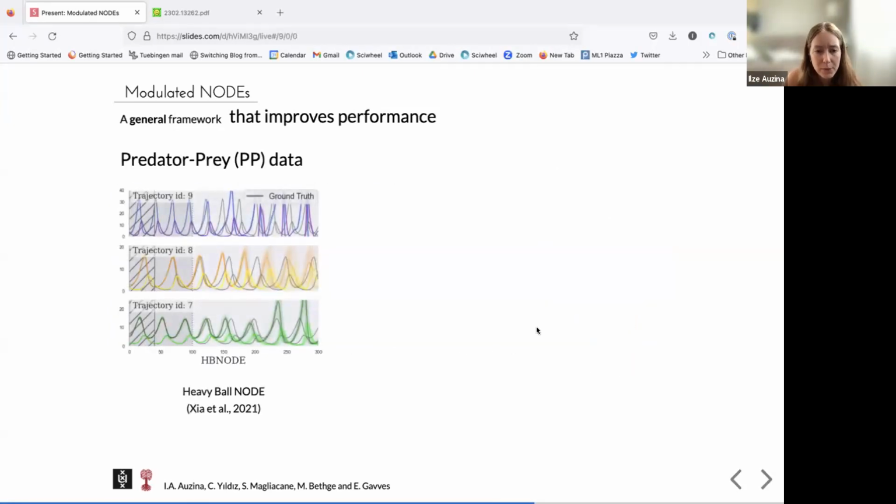Similarly, we also test our model on more complex data. As you can see on the page over predator-prey data here, just as an example, I'm now showing the results with heavy ball neural ODE. In the paper, especially in the appendix, you can see the results for all the models mentioned 2 slides ago. Again, this is on test data where the shaded area is conditioning, and the gray area is how far the model has seen during training. The model fits the data extremely well.